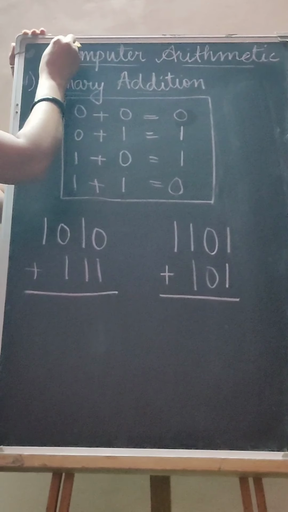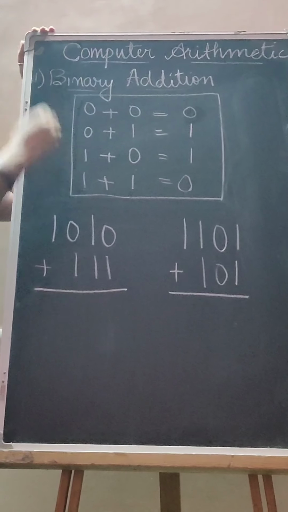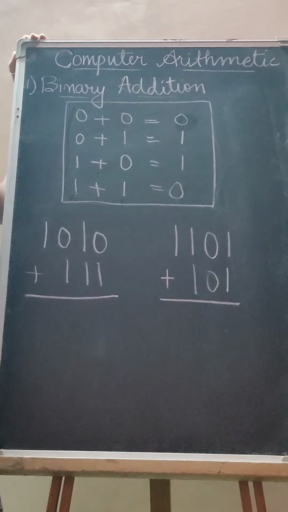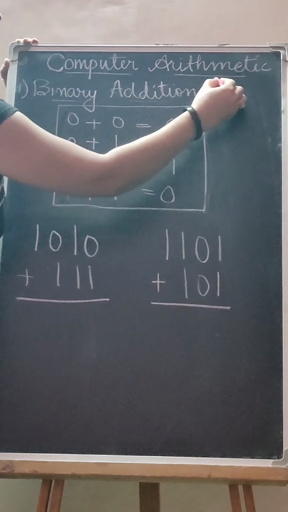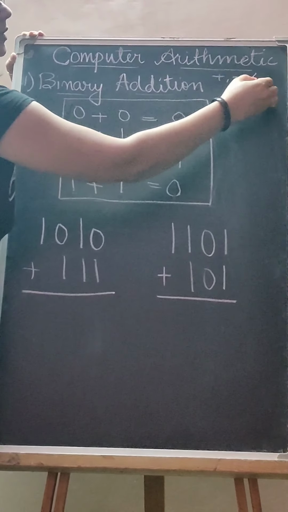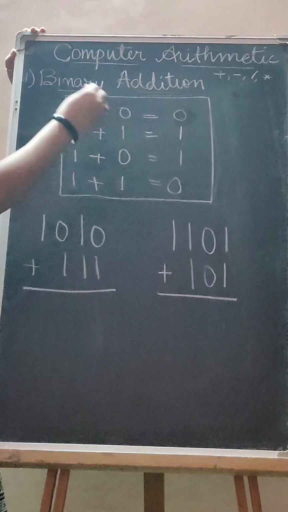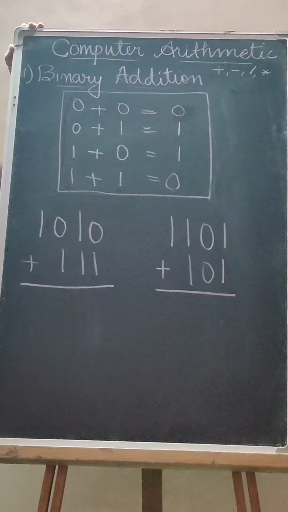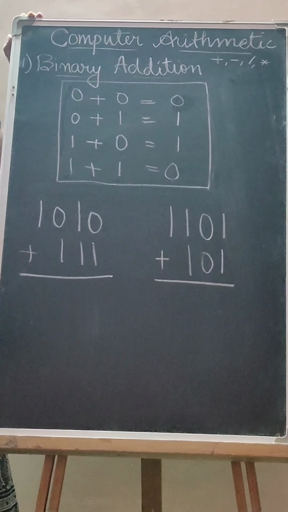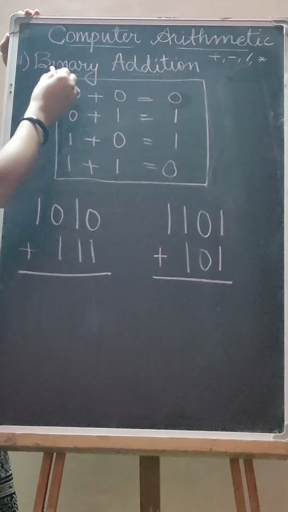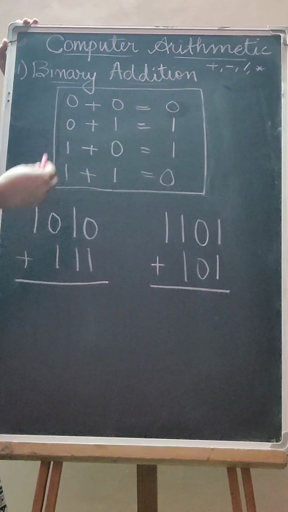Good morning students. Today we will study computer arithmetic. Arithmetic means addition, subtraction, multiplication and division. Computer arithmetic means we have to do these operations on binary numbers. Right? The first one is binary addition.